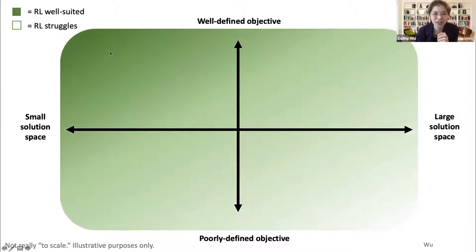So this darker green color is where RL is well suited. And then we get this gradient to RL being less suitable. Okay. So small solution spaces, well-defined objective, RL can rock. Okay, other solutions may also rock these problems. But at least if we ignore all other solution methods, just think about these two axes and just think about RL, RL is doing well here. Of course, we're trying to expand the capabilities of RL as well. Okay, so now that we have these axes, let's start putting the data onto these axes.